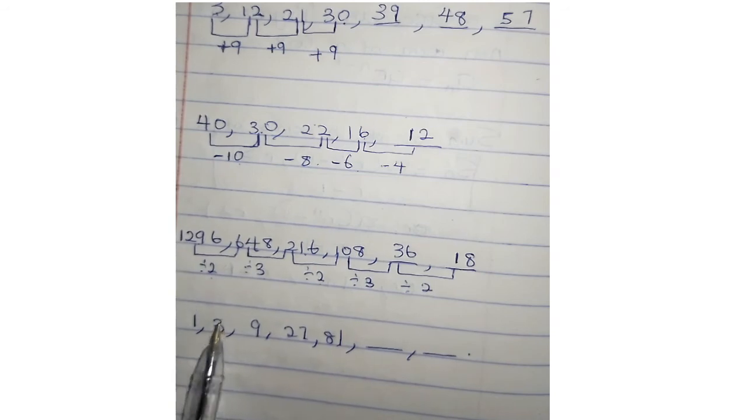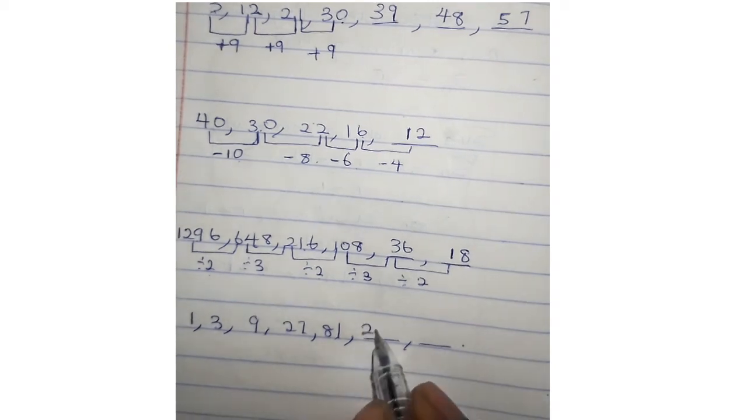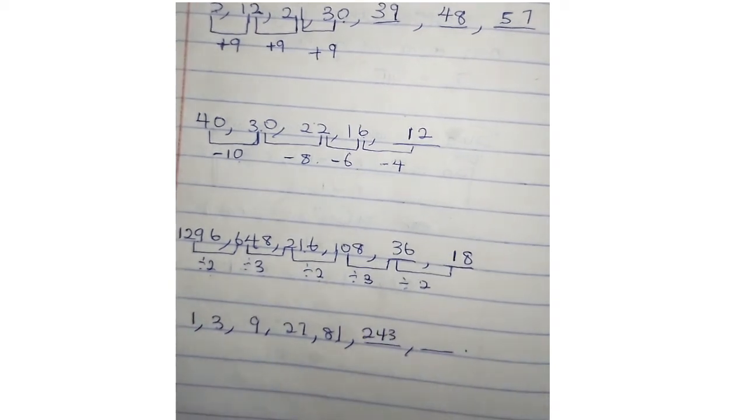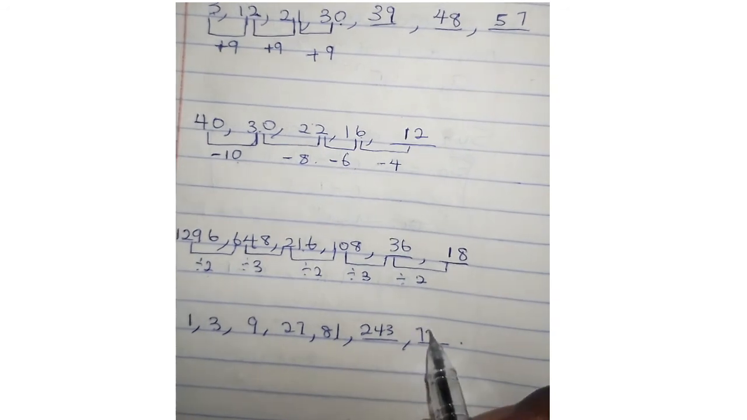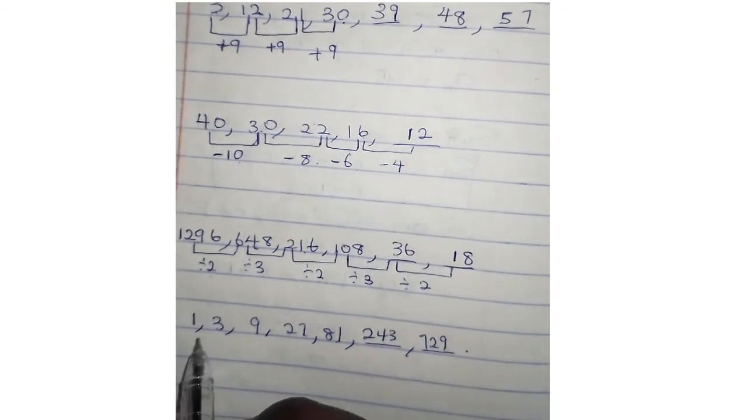When 3 is multiplied by 3, we have 9. When 9 is multiplied by 3, we have 27. When 27 is multiplied by 3, we have 81. Now when 81 is multiplied by 3, we have 243. And when 243 is multiplied by 3, we have 729. That's to say, from each point to the next, we multiply by 3.